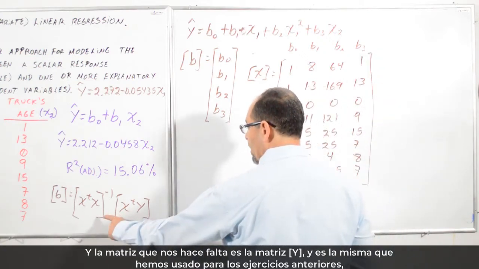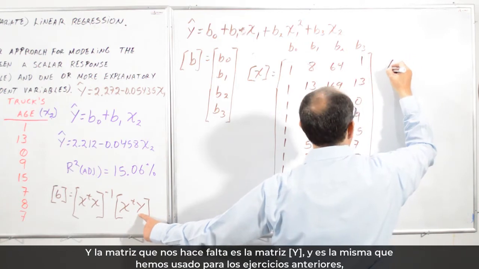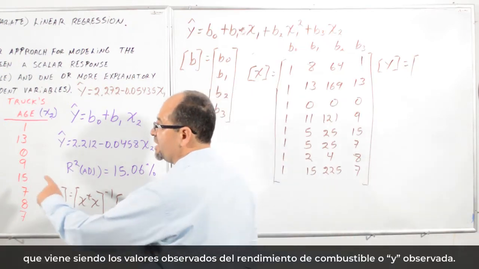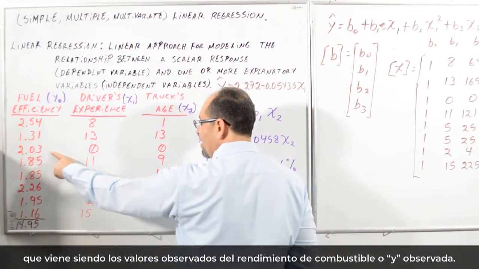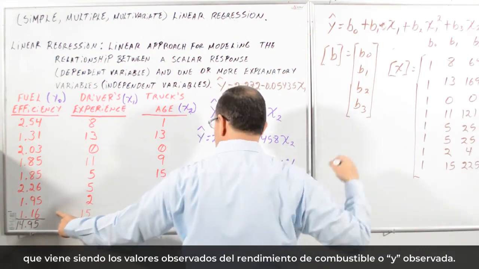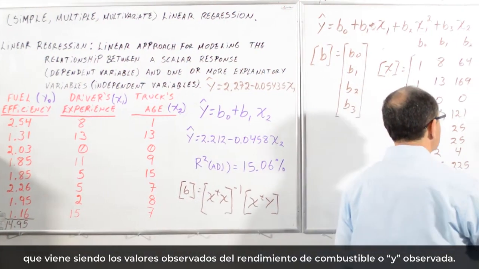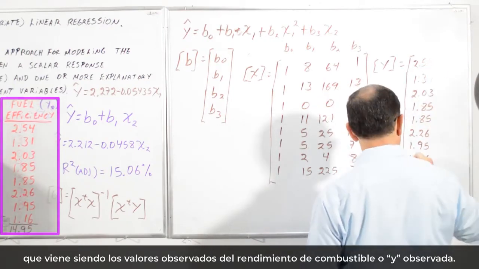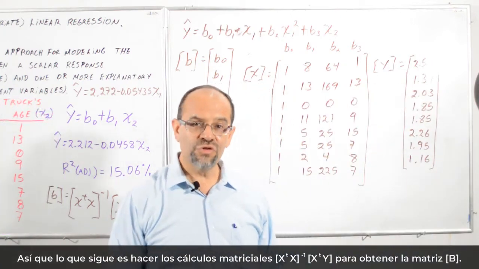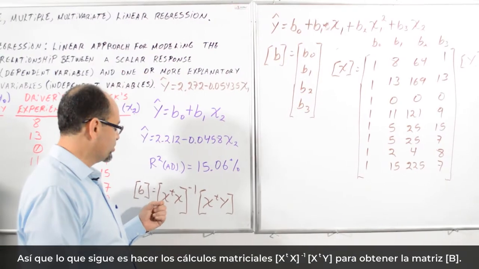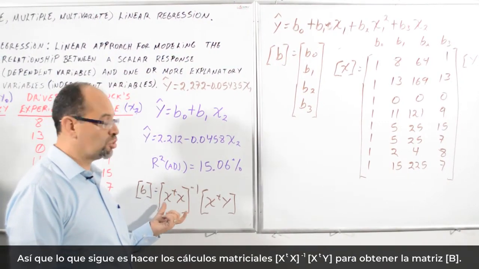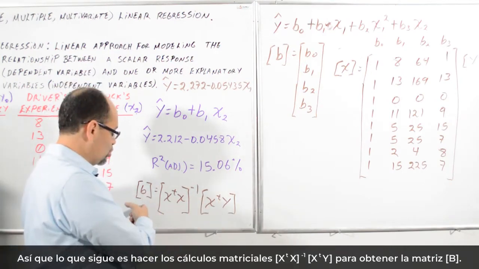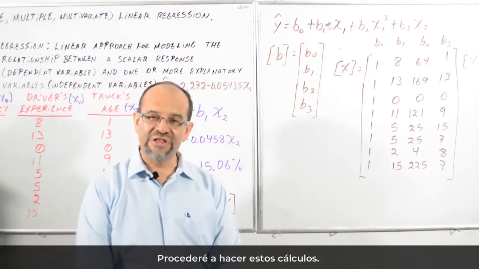And the matrix that we are still missing is matrix Y. And matrix Y is the same that we have used for the previous exercises, which is the fuel efficiency, and those are the values of Y. Okay, all we have to do is the calculations with the matrices: X transpose X, the inverse of that, then X transpose Y, and multiply those two to obtain matrix B. I will be doing that.